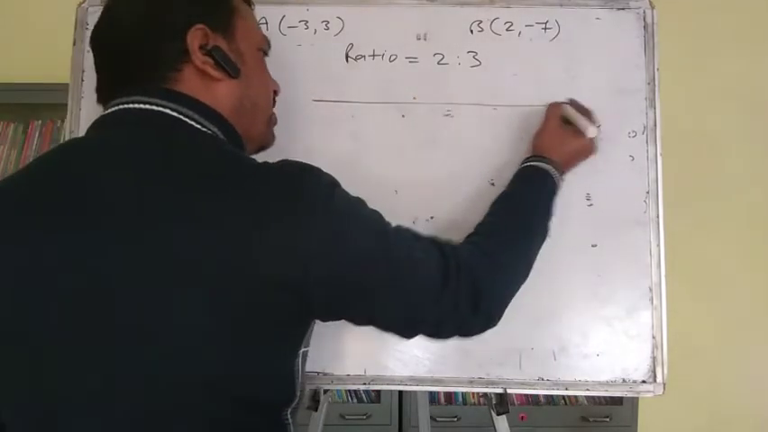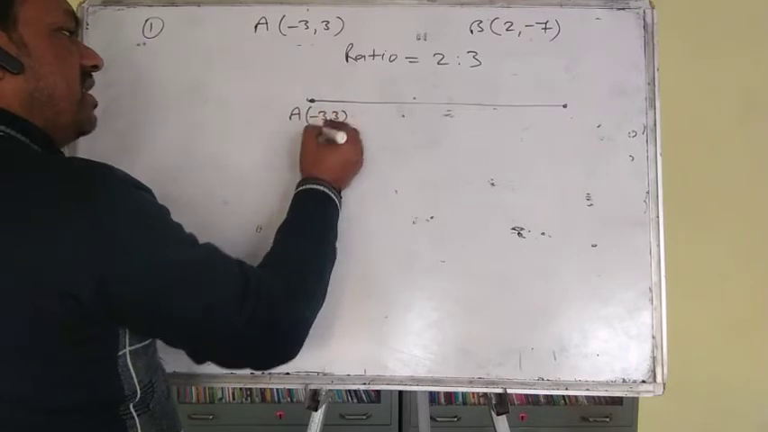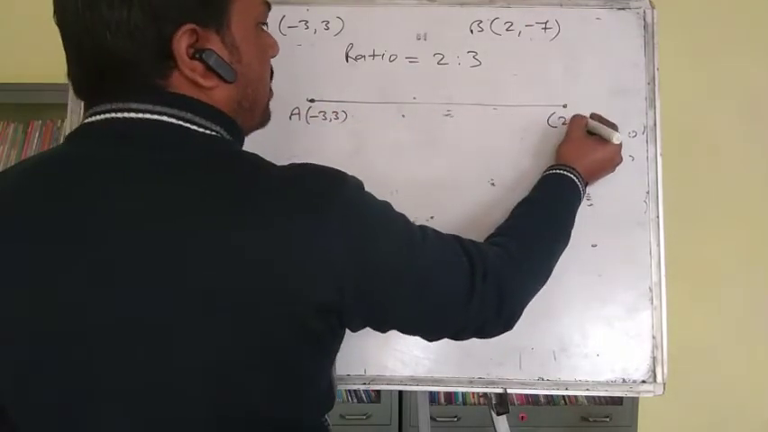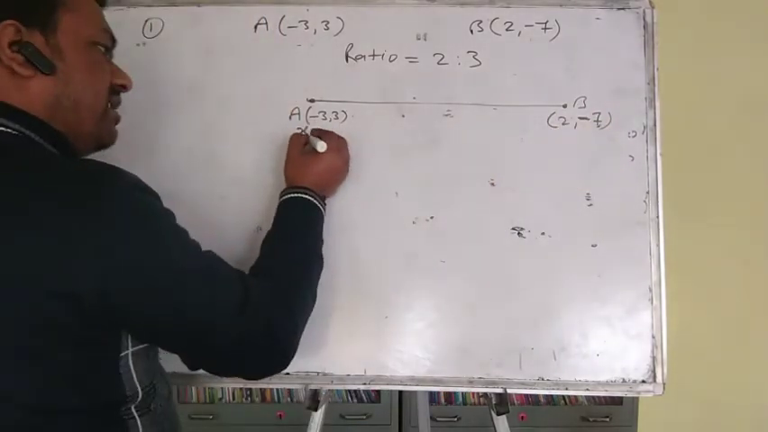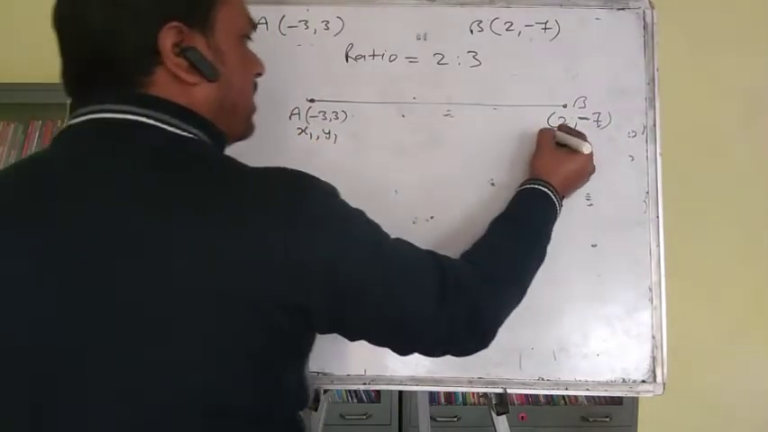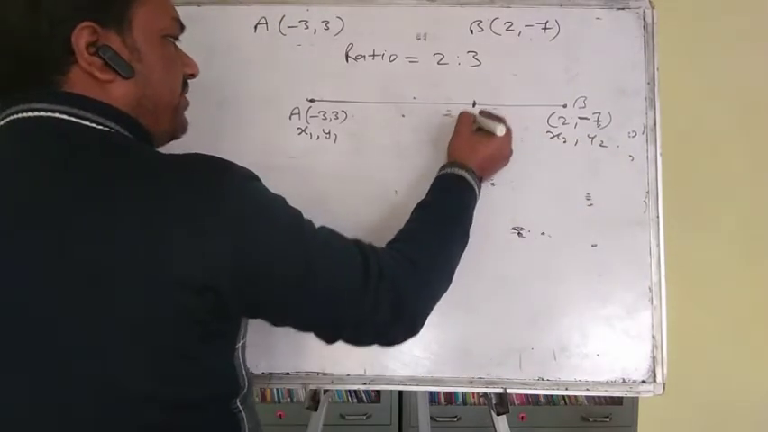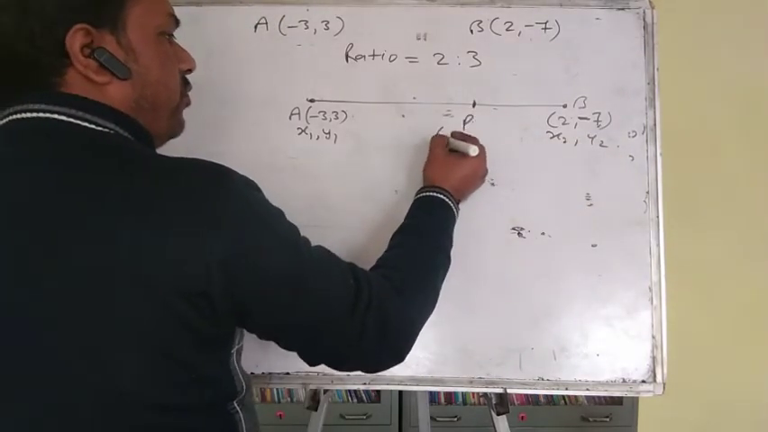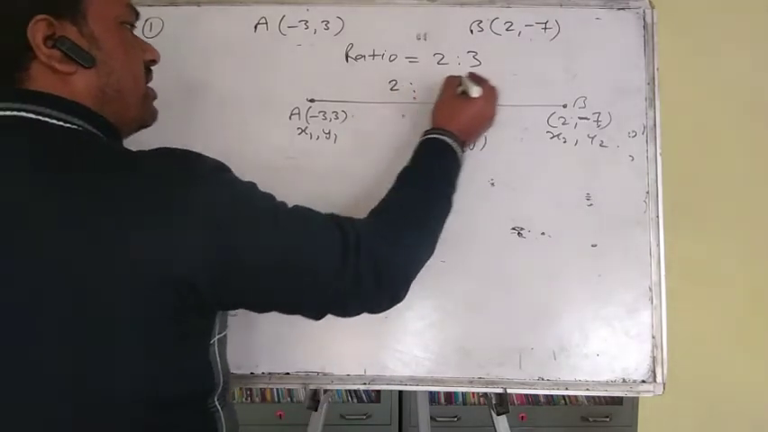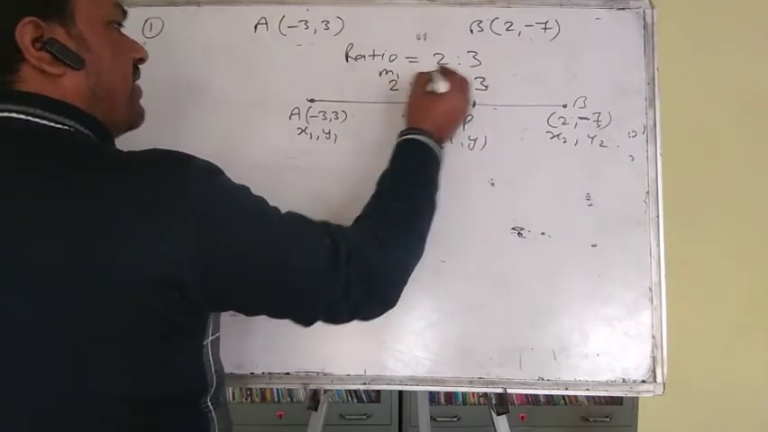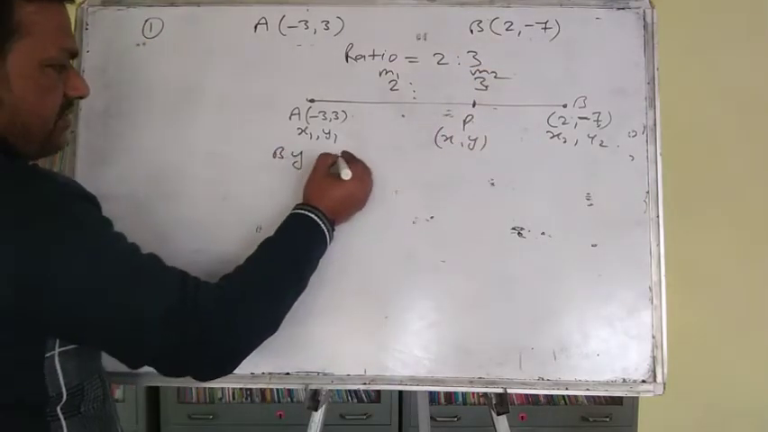So let us draw the figure. This is A (minus 3, 3). These are the joining points, B (2, minus 7). The joining points are called x1 comma y1 and x2 comma y2. Here is the division point P. You will find the value of P, x comma y, and the ratio is given as 2:3. So this is m1 and this is m2.